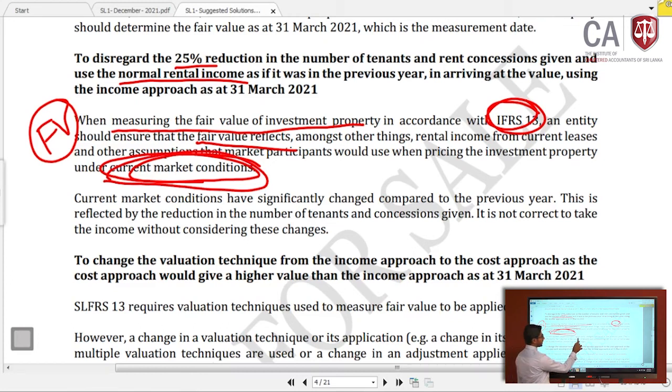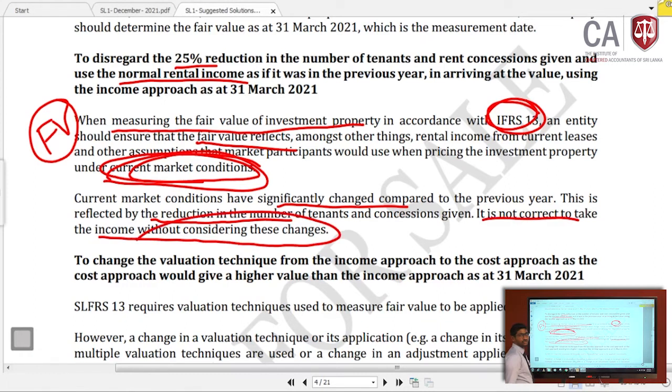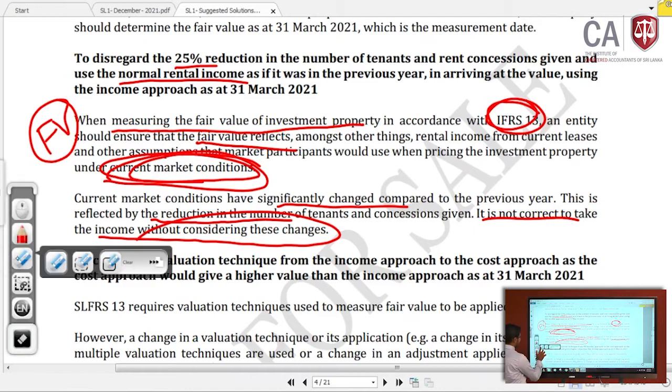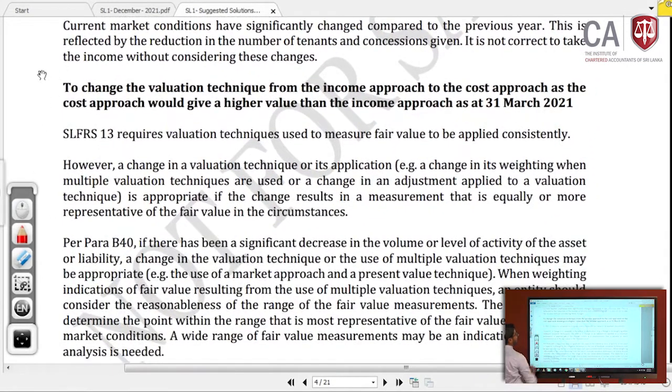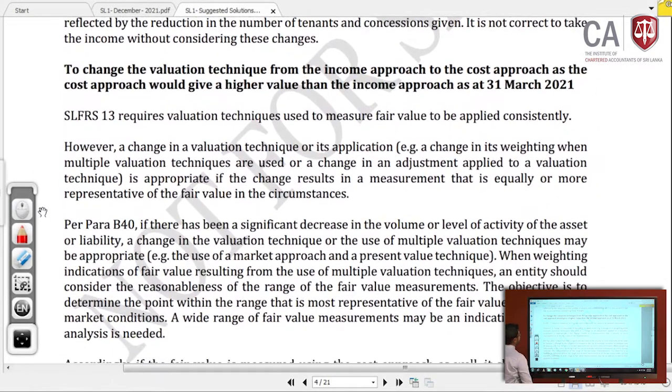Current market conditions have significantly changed compared to the previous year. This is reflected by the reduction in the number of tenants. It is not correct to take the income without considering these changes. If it is a minor thing, let's say only a 1% or 2% reduction in tenants, that is okay. But here 25% is a significant amount and it is not allowed as per SLFRS 13, right? So moving forward, third one.